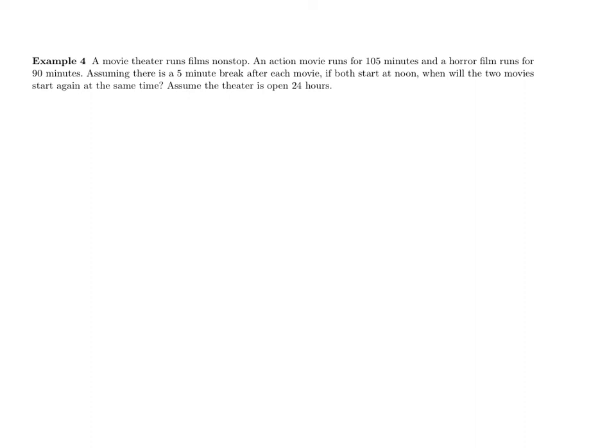Now, why does this relate to a least common multiple? Let's start with the action movie. So it's 105 minutes long, followed by a 5-minute break at the end until it starts again. So if you're starting at noon and you want to know the next time it starts again, what we'll do is we'll take 110 minutes and add that to noon, meaning that's 105 minutes plus 5 more, which gives us 110. If you want to know when the movie starts again, you'll add another 110 minutes, which is 220 minutes. If you want to know when the movie starts again after that, it'll be 330 minutes.